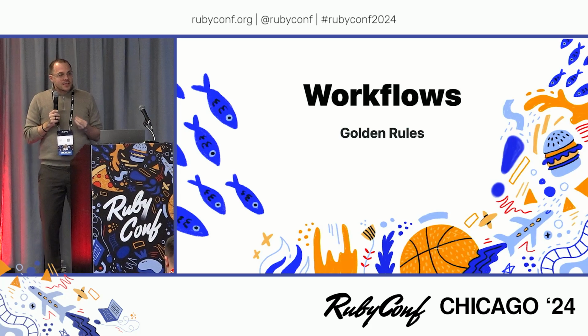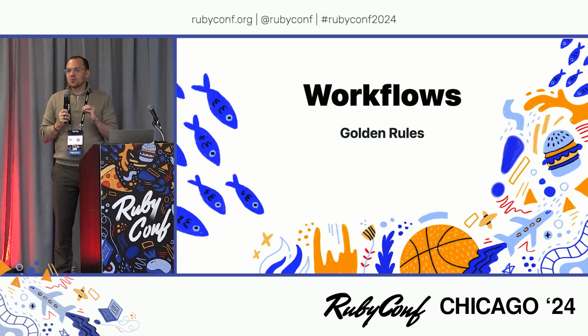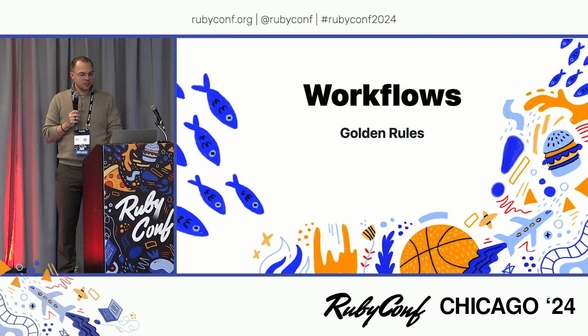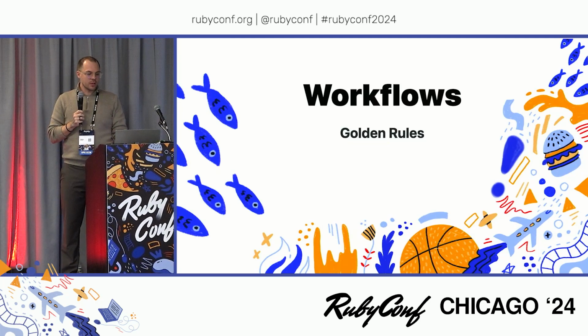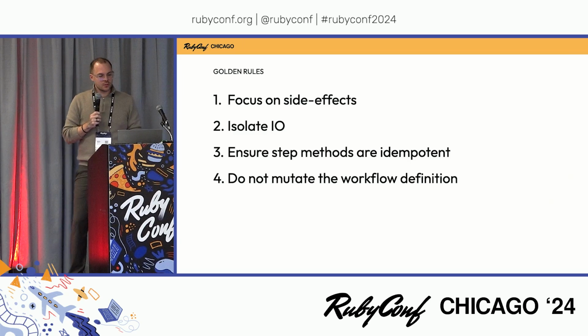But 7 minutes left, let's hit the good stuff. How do you use these tools to actually build resilient jobs? What are the golden rules you need to follow? There are 4 of them. Let's walk through them with some examples.